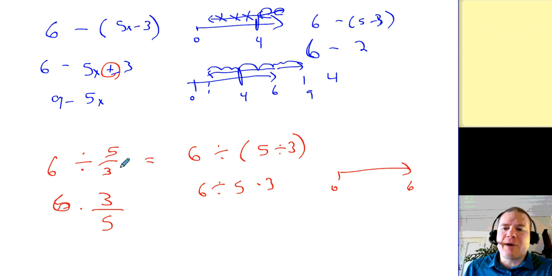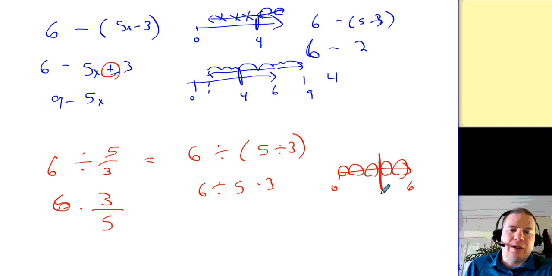And then I'm dividing by 5/3. I'm multiplying by its reciprocal, 3/5. I'm dividing it by 5, and then counting 3 of those. Here we have 3/5 of 6. How many times does 5/3 go into 6? Well, wherever this is on the number line, looks like a little more than 3. There's my answer.